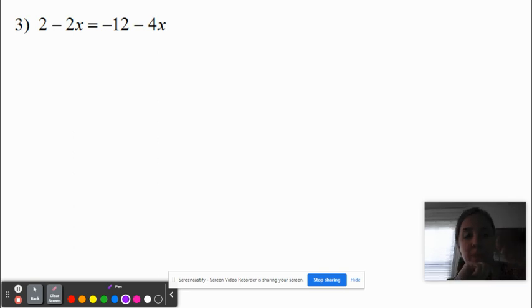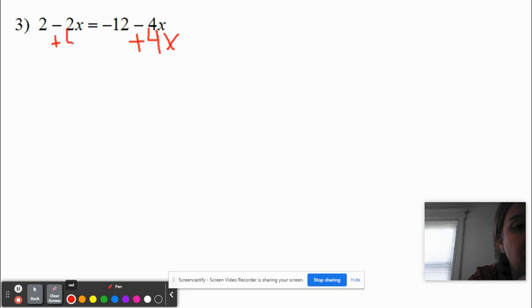All right, now let's focus. We have no like terms to combine. Let's get our variable terms to the left. That's how students usually prefer. It doesn't have to be like that. But so this negative 4x, we have to add 4x to both sides to make it go away from there.